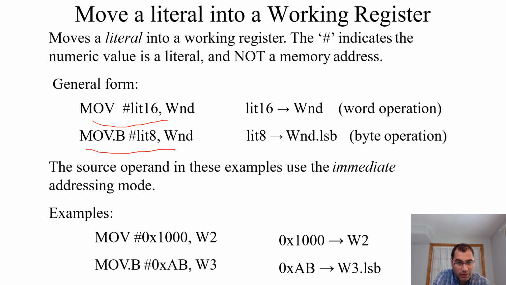This is literally a constant value. Basically, it says copy 1000 into that working register W2. Just put this value in there. So there is no going to the address and finding the content. Just move this value into W2. And same thing here. This is an 8-bit number, right? In hexadecimal. And copy this hexadecimal AB into this working register. Of course, the working register is 16-bit, so because it's .b, we are going to copy it into the least significant byte of the working register.